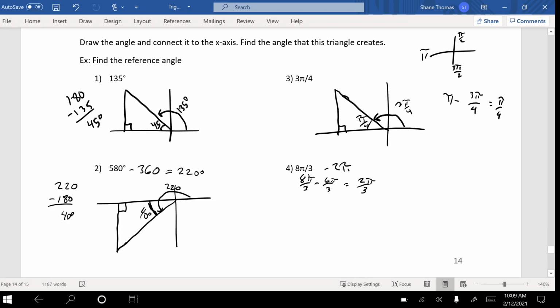Okay, what quadrant would 2/3 pi be in? It'd be in the second one again, correct? Okay, 2 pi over 3. Right here, boom. Same kind of thing as last time. I'm going to have pi minus 2/3 pi. So what's 1 minus 2/3? 1/3, or pi over 3. So this angle would be pi over 3. Questions?